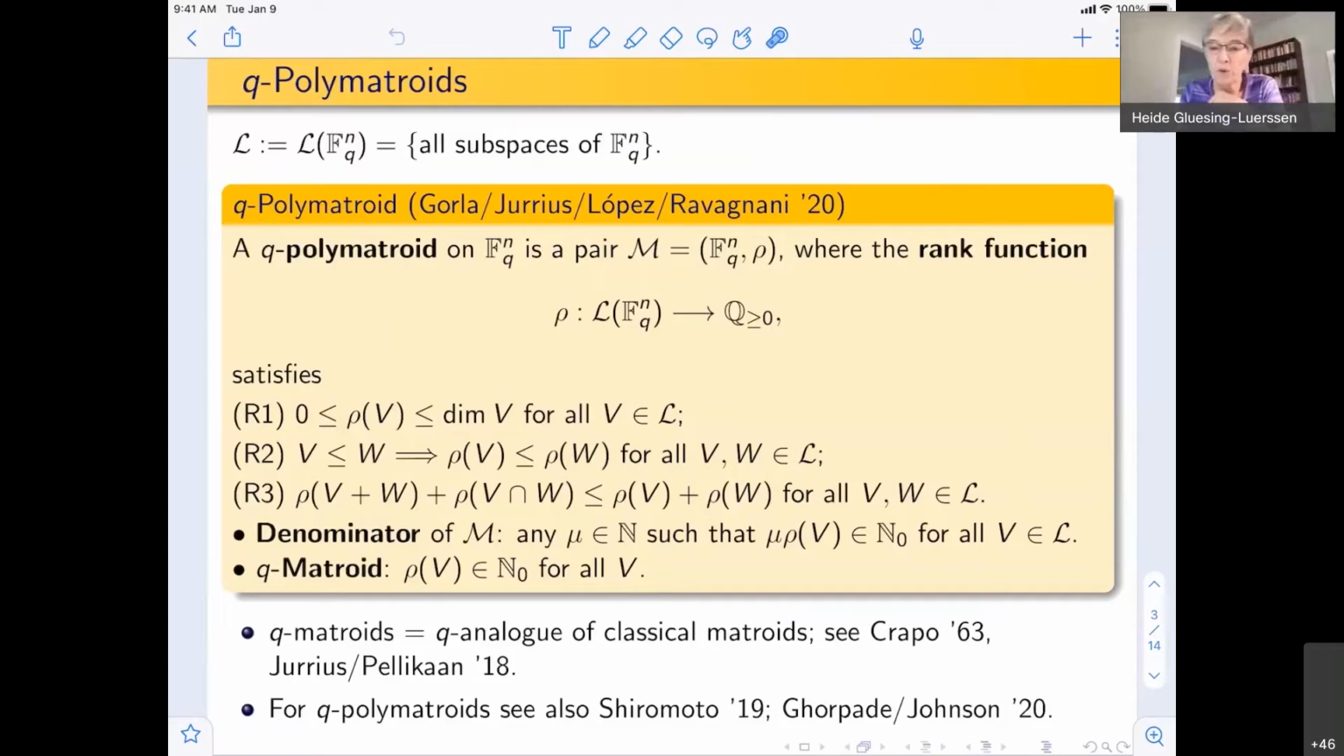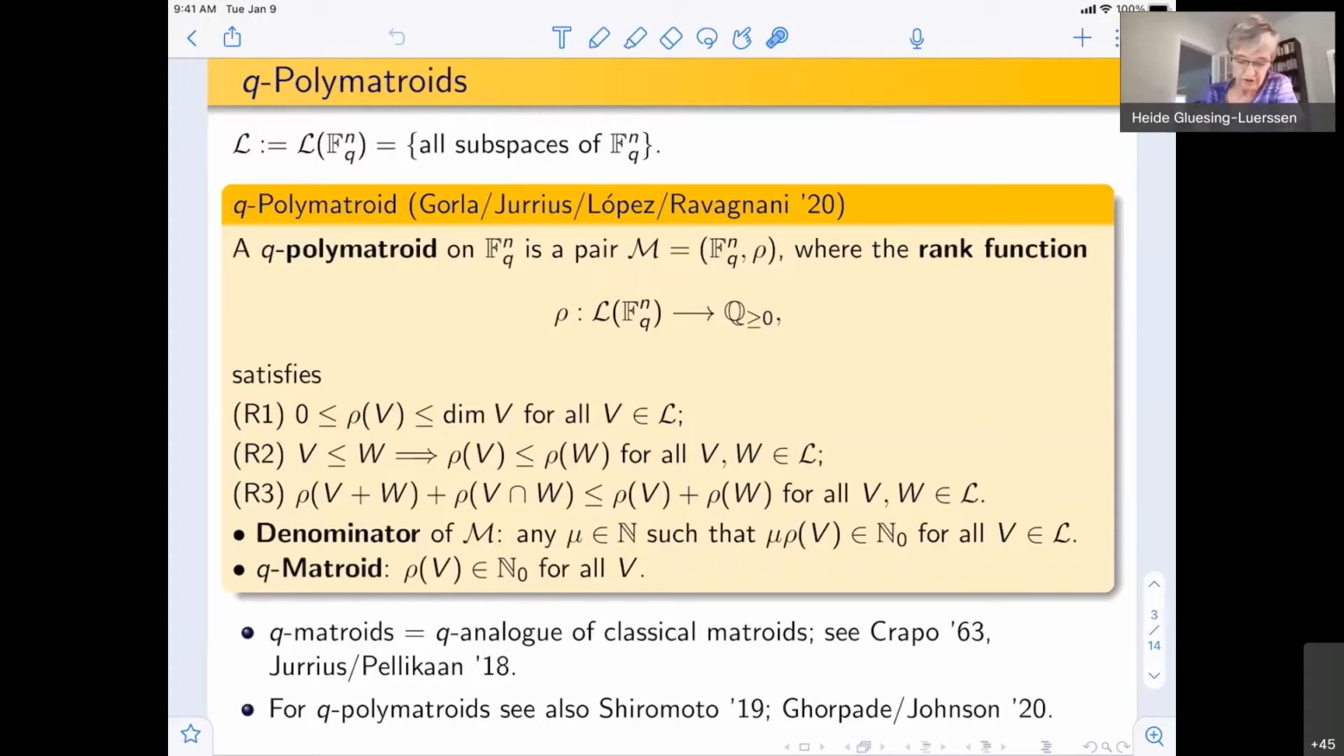So this is exactly what we also saw in Relinde's talk. The only difference to a q-matroid is that we have here non-negative rational values for the rank function. In a q-matroid, the rank function takes non-negative integers as rank values. So that is the difference. Q-polymatroid, rational values as ranks; q-matroid, integer values; non-negative in either case.